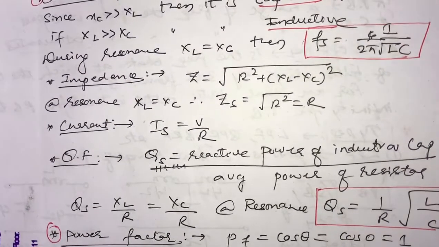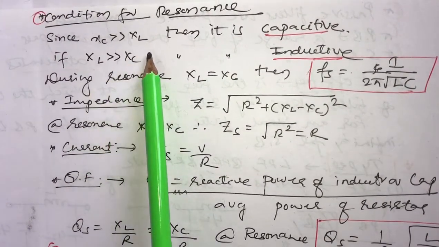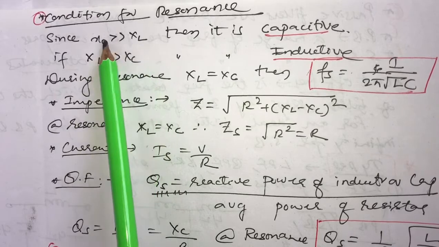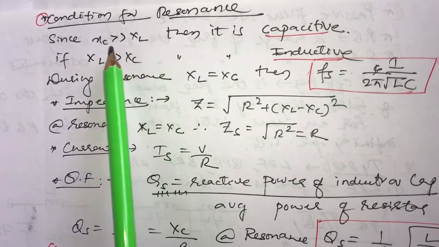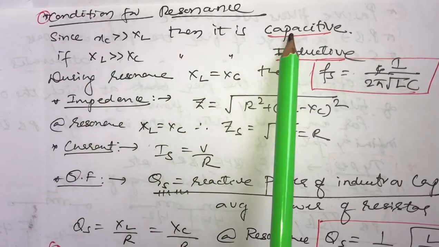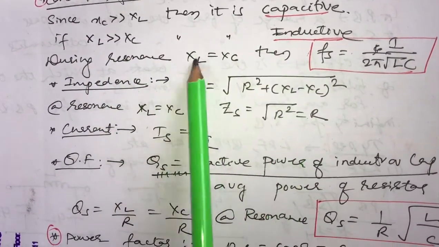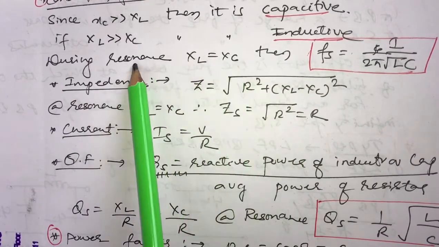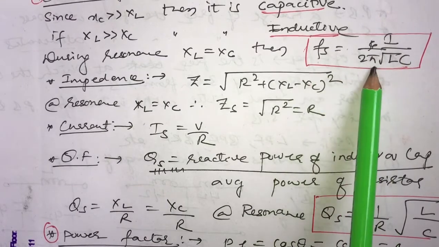And the next topic is, what are the conditions for resonance? If XC is greater than XL, that is capacitive reactance is greater than inductive reactance, capacitor dominates, and the circuit is capacitive in nature. If XL is greater than XC, it is inductive in nature. If both are equal, then resonance occurs, and Fs is 1/2π√LC.